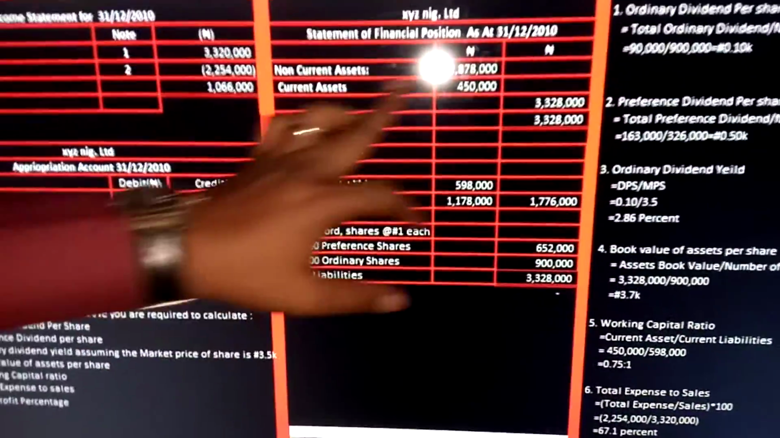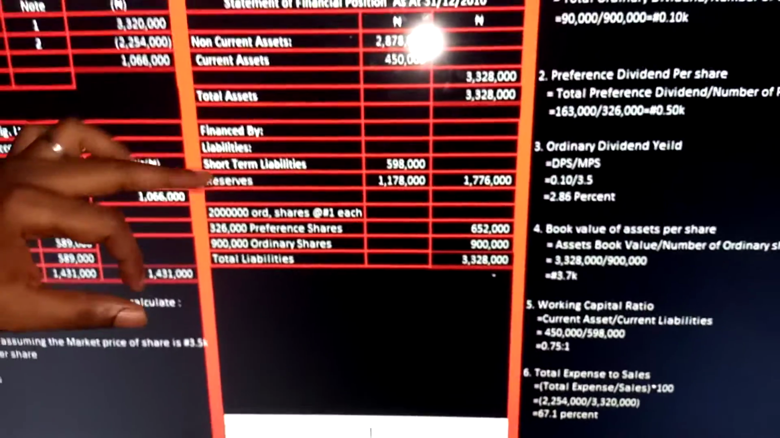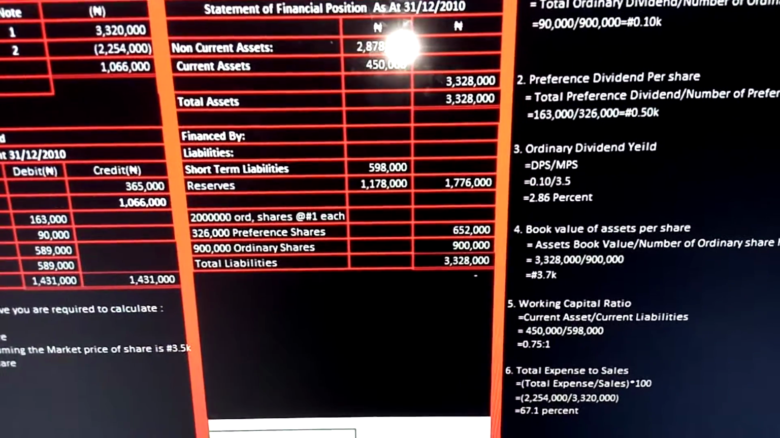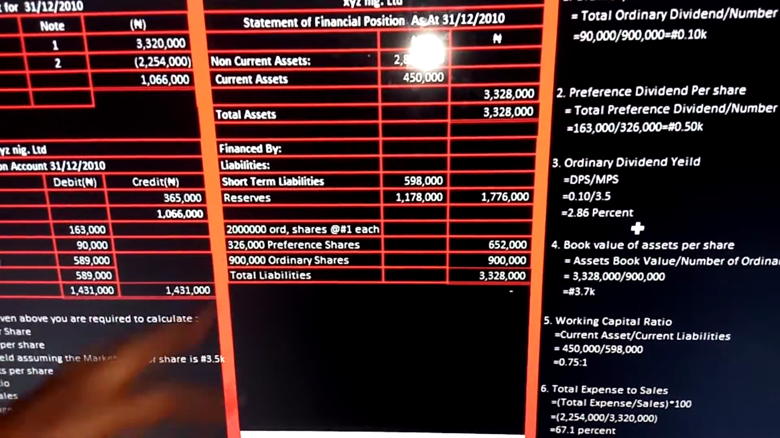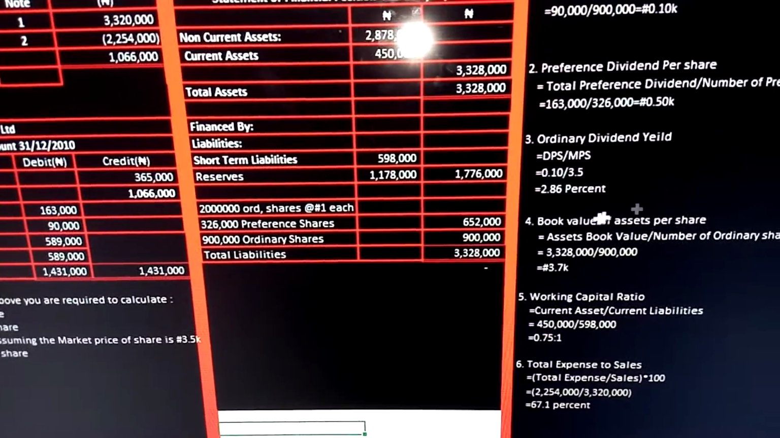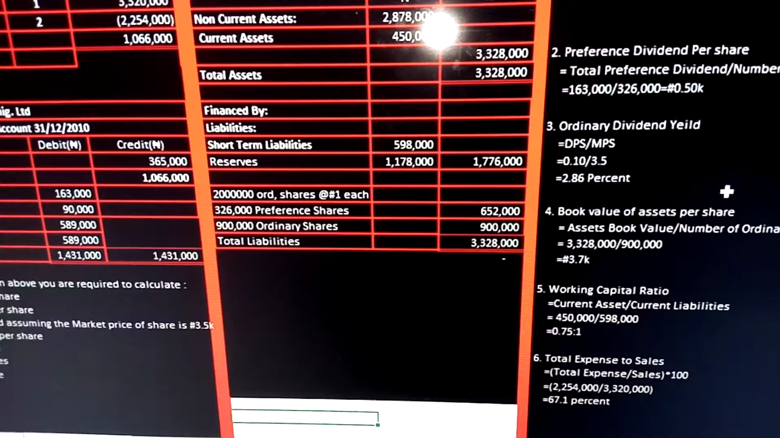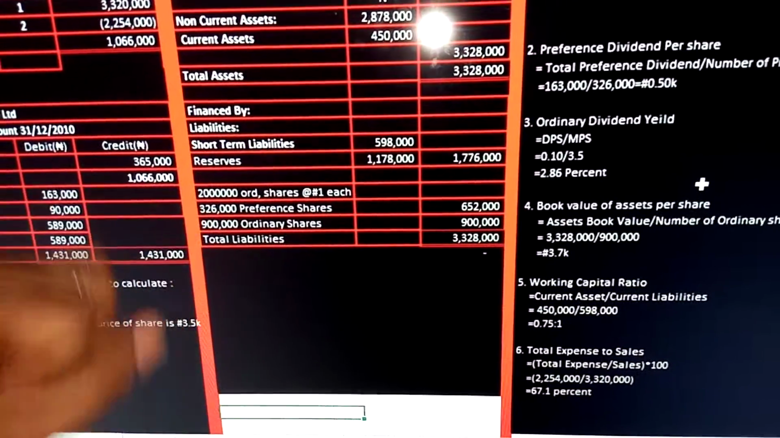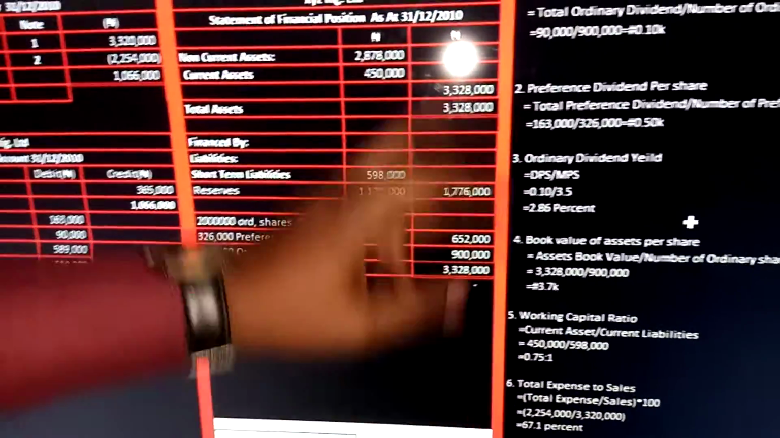So that's it. We have the non-current asset, we have the current asset, which is the total asset here. We have financed by liabilities, short-term liabilities here, reserves, 177. So here we have the reserve with the short-term liability to be 177,600. And then we have the authorized share capital, 2 million shares at $1 each. We have preference share of 326,000. And then we have ordinary share of 900,000. So when you add, you have total liabilities of what?